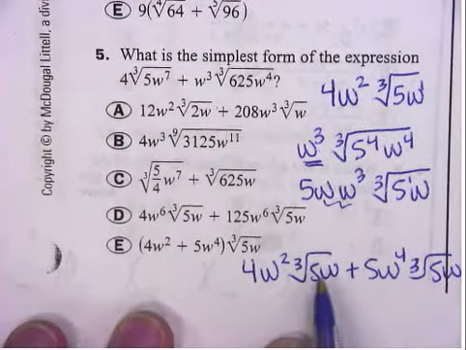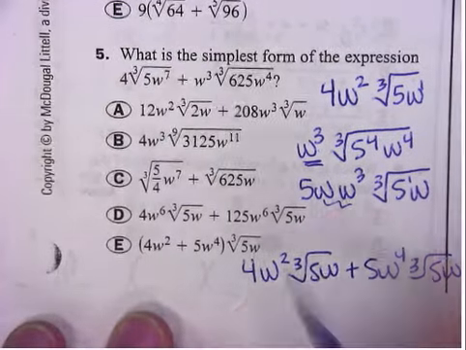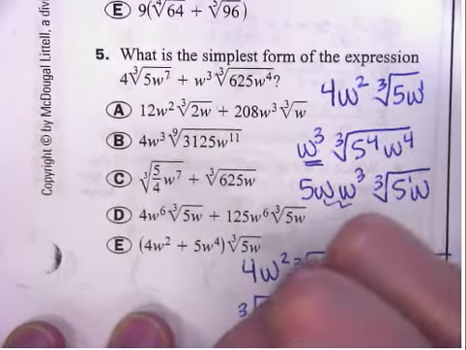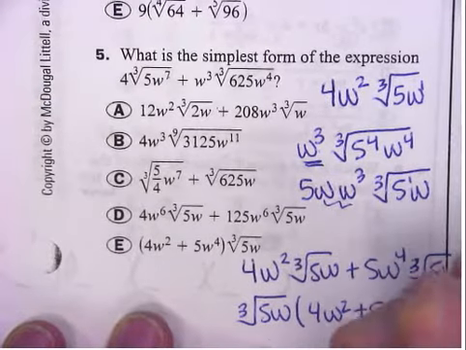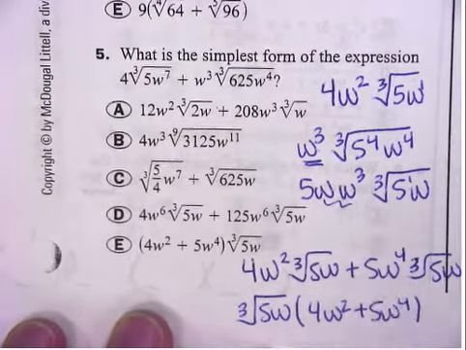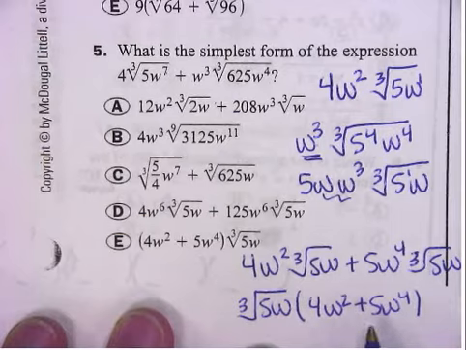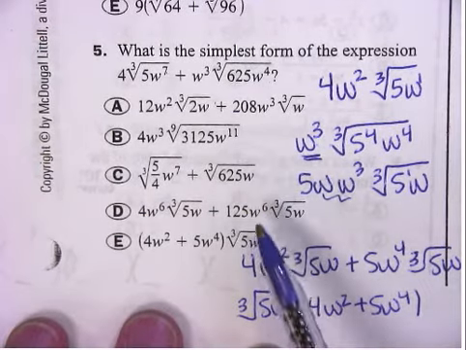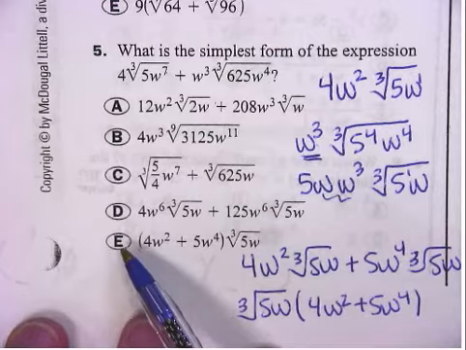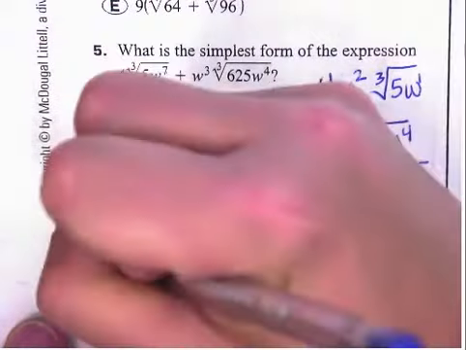And since I have a cube root of 5w in both terms, I can factor that out and write 4w squared plus 5w to the 4th. Now, technically, you could have factored out a w squared also, but when you look over at the possible answers, they didn't do that. And so E is your most simplified expression.